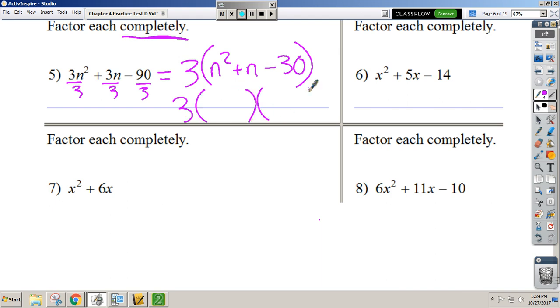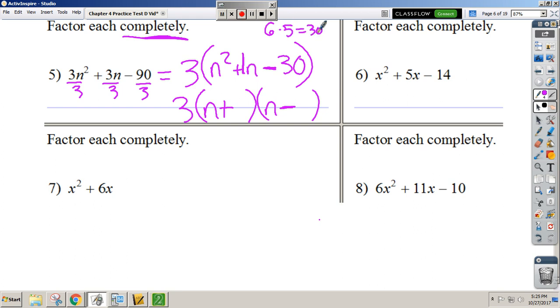I want to ask myself, what numbers multiply to negative 30 and yet add to, this is really a positive 1 right here. So I know it's going to be n times n, that gives me n squared. I also know that if it multiplies to a negative, one of these numbers has to be positive, one has to be negative. What multiplies to 30 but has kind of a difference of 1? Well, that's going to be 6 and 5. 6 times 5 equals 30.